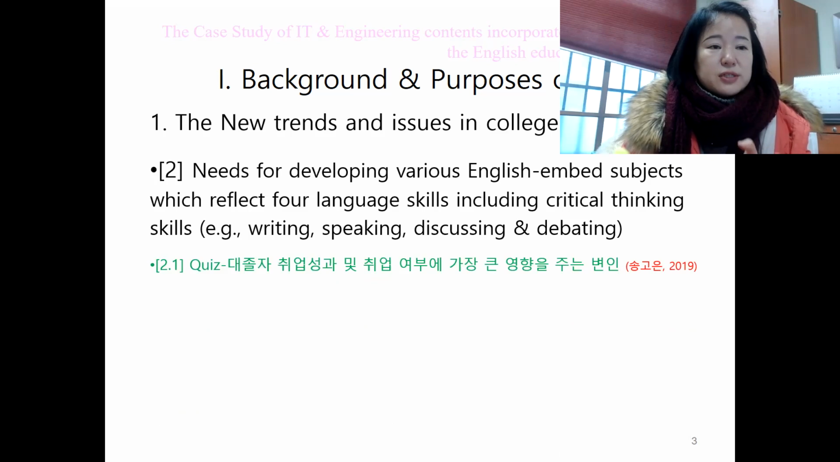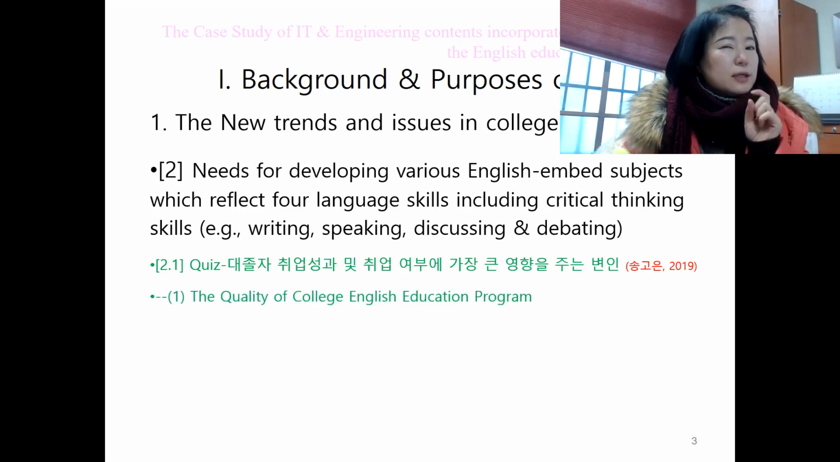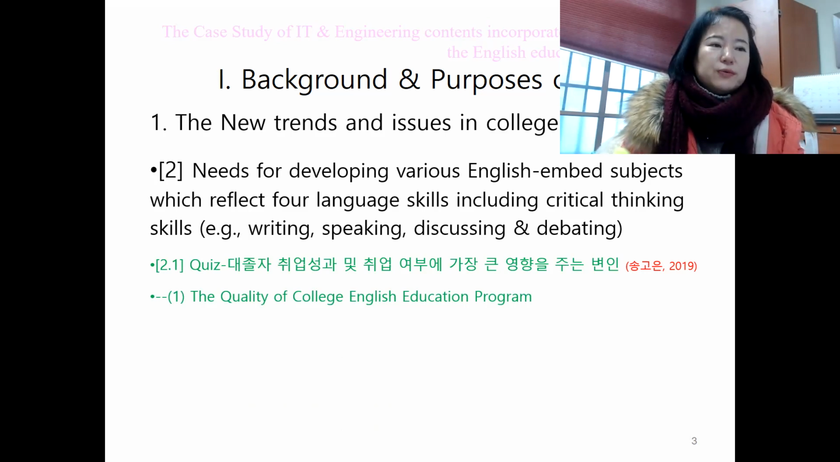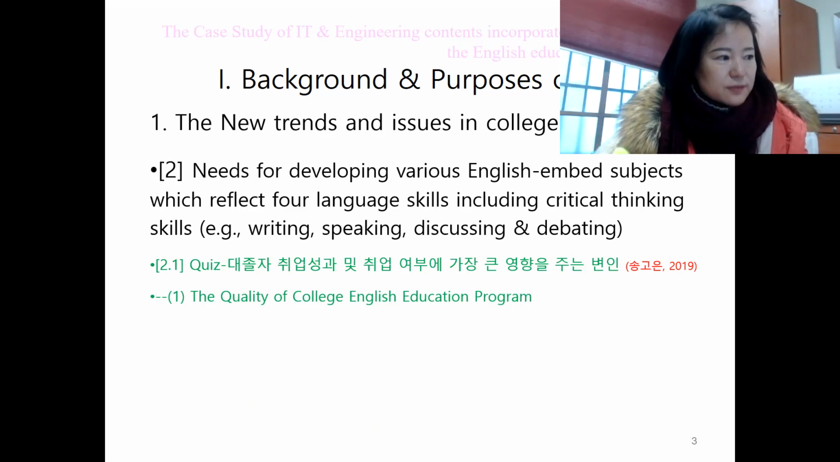Another background, another rationale, another factor that made me really push myself to develop and make this course stable was Ms. Song Go-eun's study that had been conducted near 2019. According to the study that she published, let me ask a simple quiz, okay? What must be the most important factors that have an impact on having a good job or being recruited, from the college graduate students' point of view? What will be the most important factors?